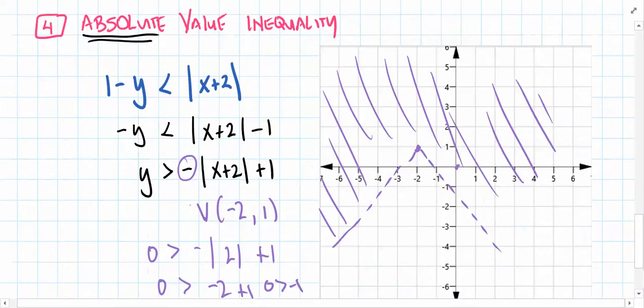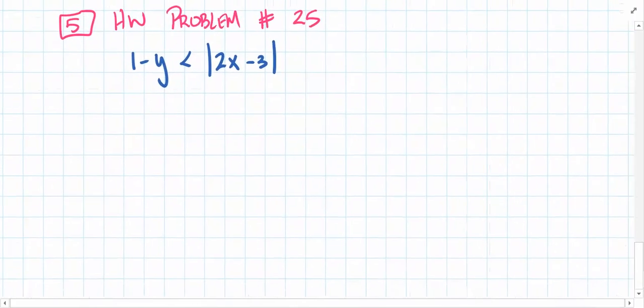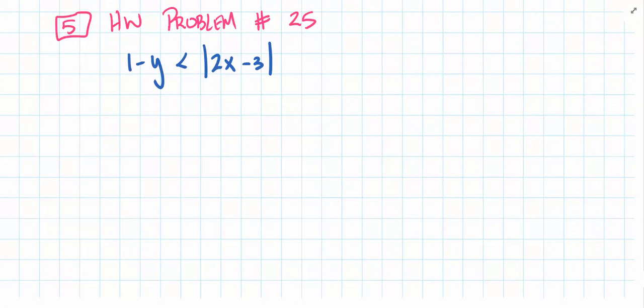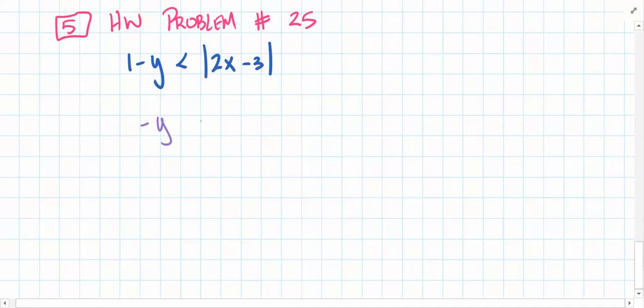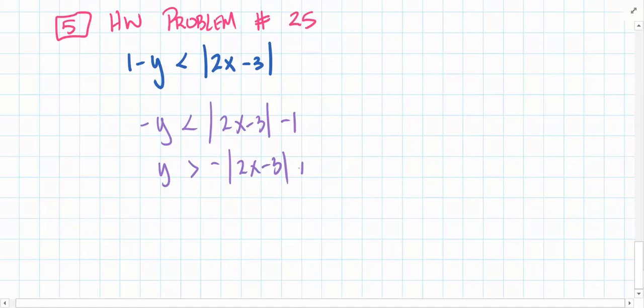Okay, one more for you guys here. And this is actually homework problem number 25. And the reason I'm doing this one is because of this little 2 right here. So let me give you a demonstration. So negative y is less than 2x minus 3, and then we would subtract 1. So y would be greater than the negative of 2x minus 3, and then a plus 1.